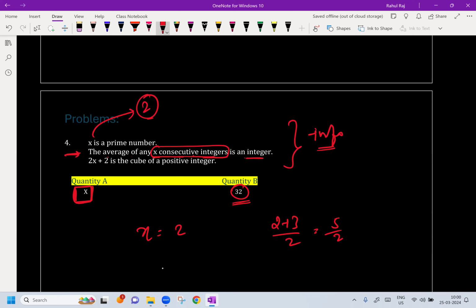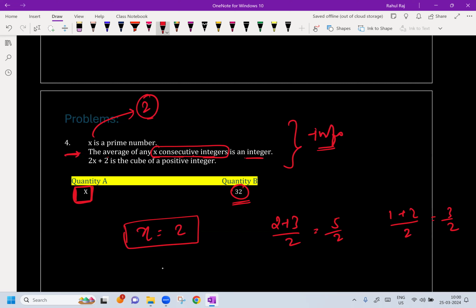Or imagine you take 1 and 2. (1 plus 2) by 2 is 3 by 2. It doesn't work. You can't take this either, because even plus odd is what? When you take X equal to 2, do you get an integer average? No.